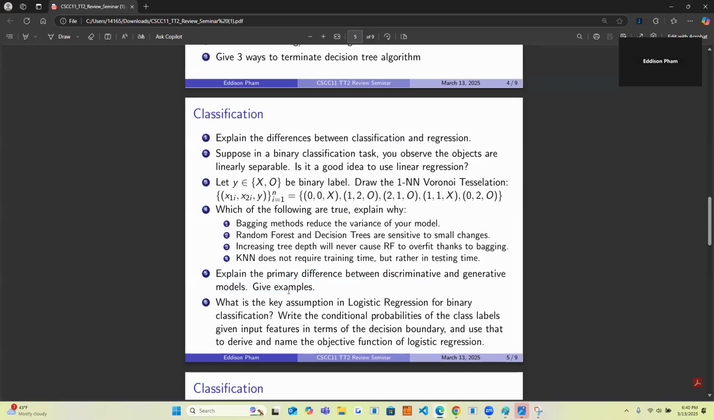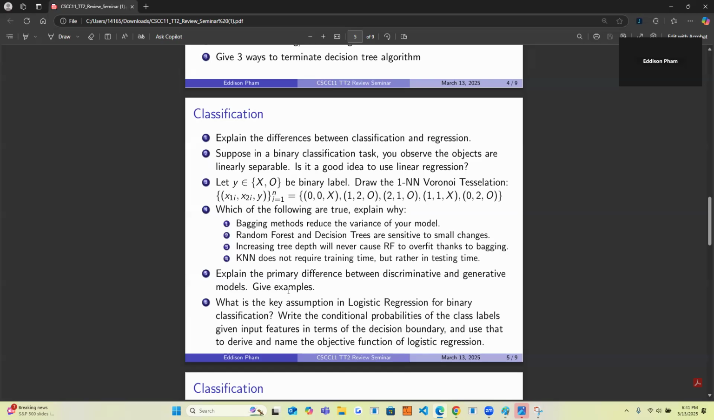Question 5. Explain the primary difference between discriminative and generative models. If possible, give me some examples. Can anyone tell me the difference? Or how about, can anyone tell me what is a discriminative model and what is a generative model? Let's start with that. Models directly the posterior. Yep. Learning the conditional probability is discriminative, and the joint probability, so the full distribution, is generative. You are correct.